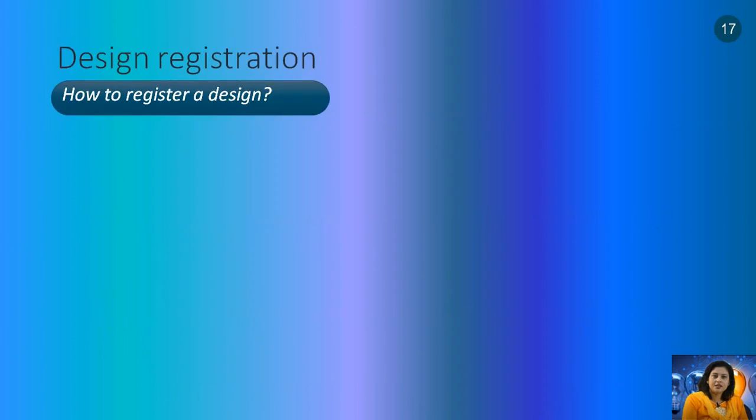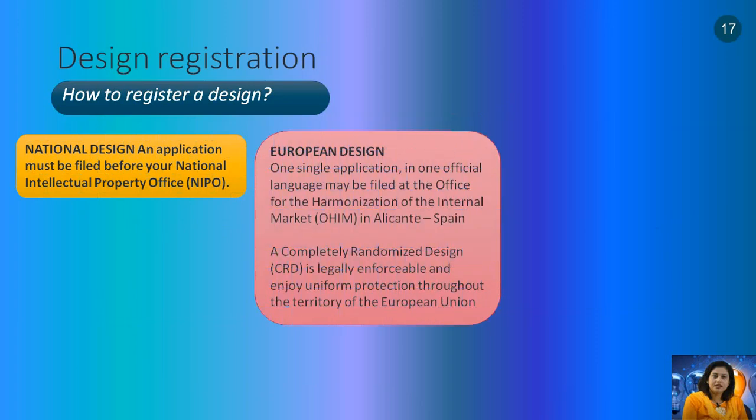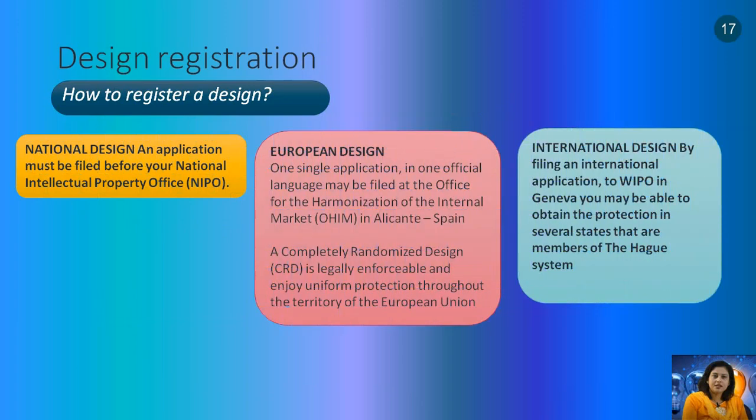How to register your design? You can file for a national design, you can even file for a European design, and you can file for an international design. For a national design, an application must be filed before your National Intellectual Property Office, or NIPO. For a European design, one single application in one official language may be filed at the Office for the Harmonization of the Internal Market, OHIM, in Spain.